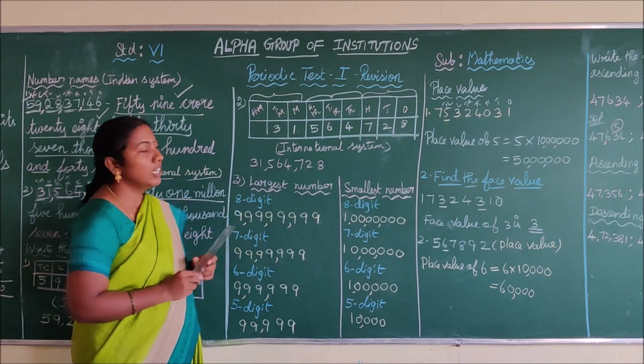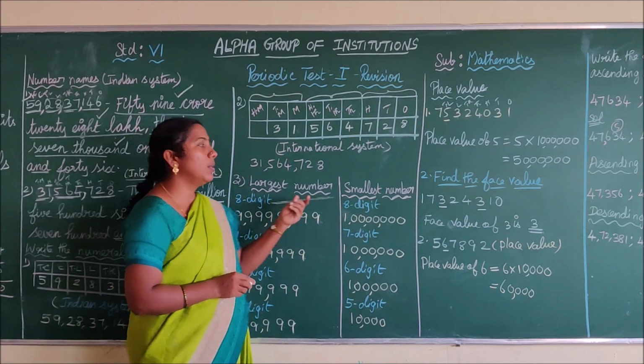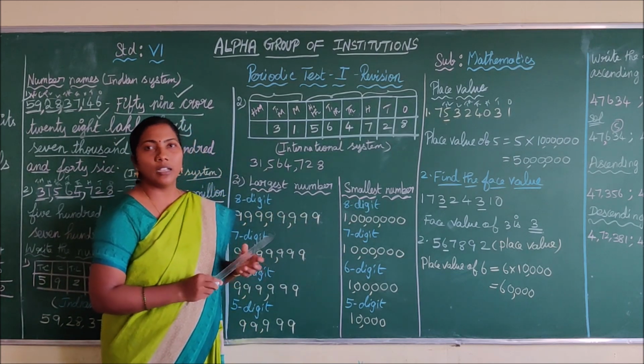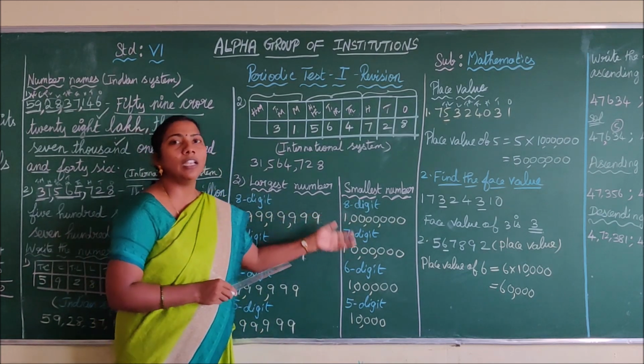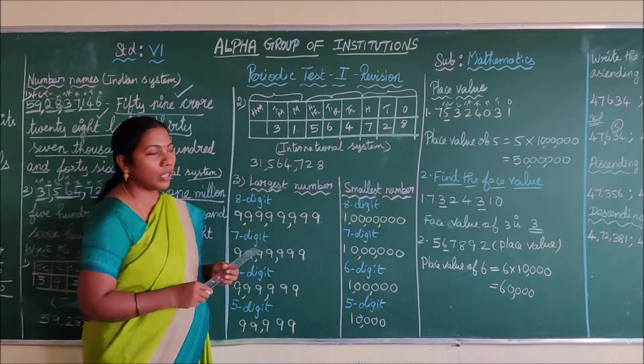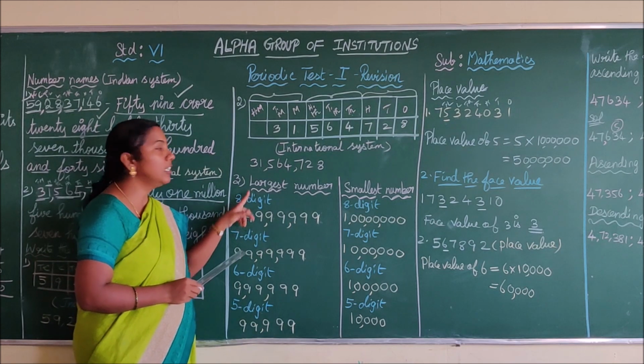Is it clear, children? See here, largest number and the smallest number. These are the things you have already learned in your primary class. Once again we are going to recall it. Why? Because you are going to use these numbers in your problems. How can you write the 8-digit largest number?